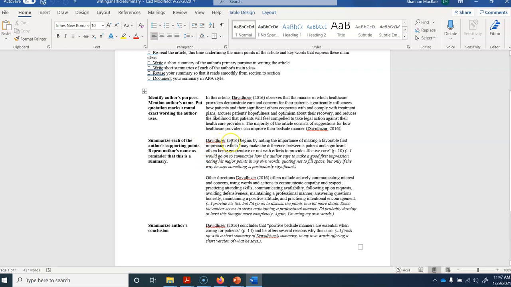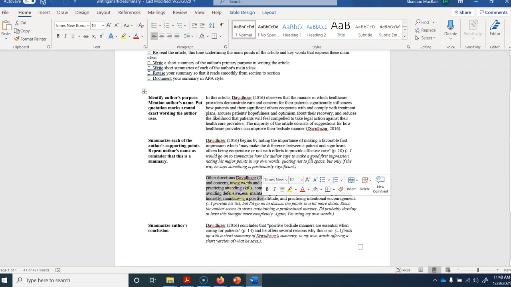So again, using the author's name, David Hazar begins by noting the importance of making a favorable first impression, which, quote, blah, blah, blah, blah, blah, okay? And then the person indicates that they go on to summarize how the author says to do this, that, or the other thing. Again, quoting not to fill space, but only if the way that he says something is particularly significant. Then, okay, it goes on to another main point.